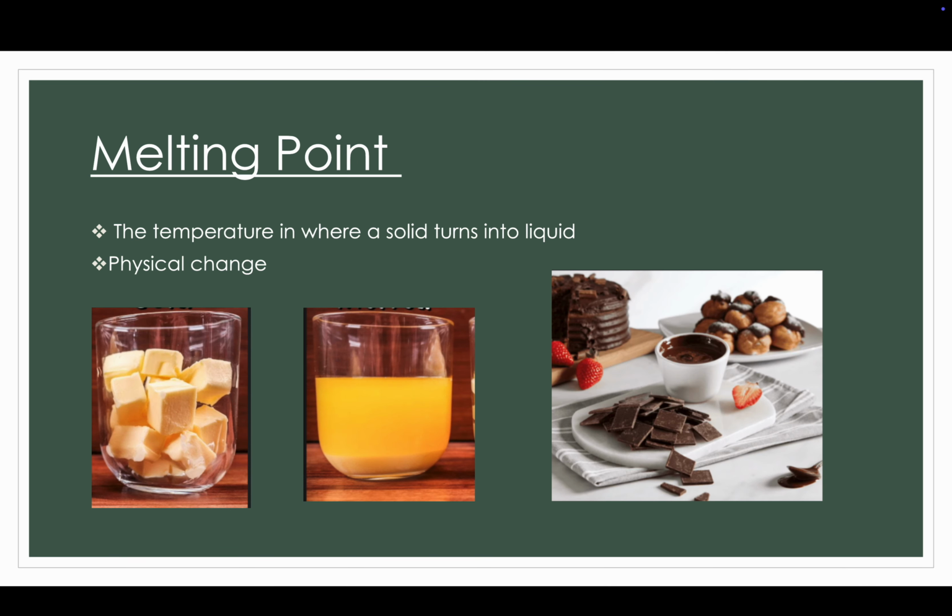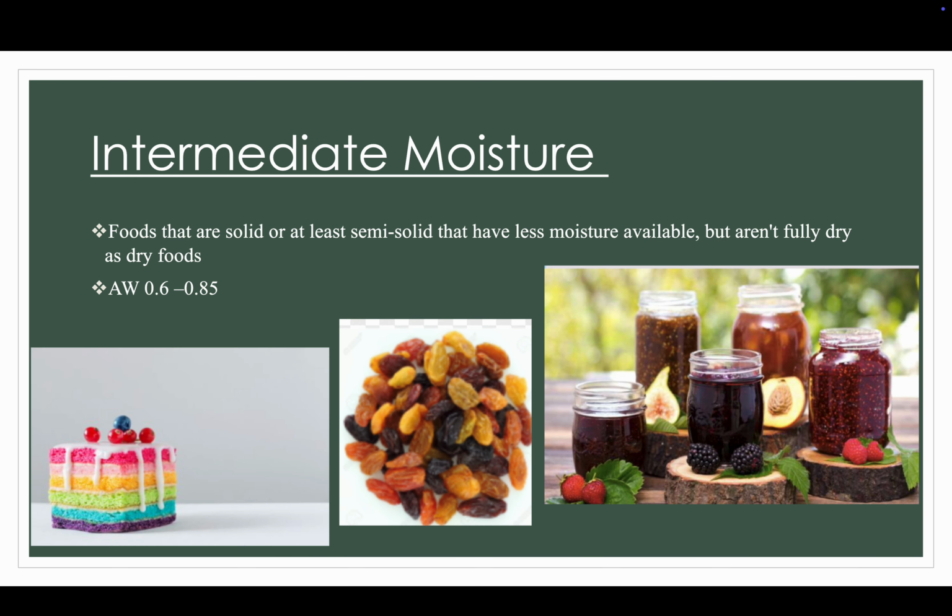To begin with, we have melting point. This is the temperature where a solid turns into a liquid. It undergoes a physical change. Two perfect examples of this are butter and chocolate. Both butter and chocolate start off as a solid, but when meeting their required temperature, they can be turned into a liquid. For example, chocolate can be turned into a soft, smoothie, liquid consistency.